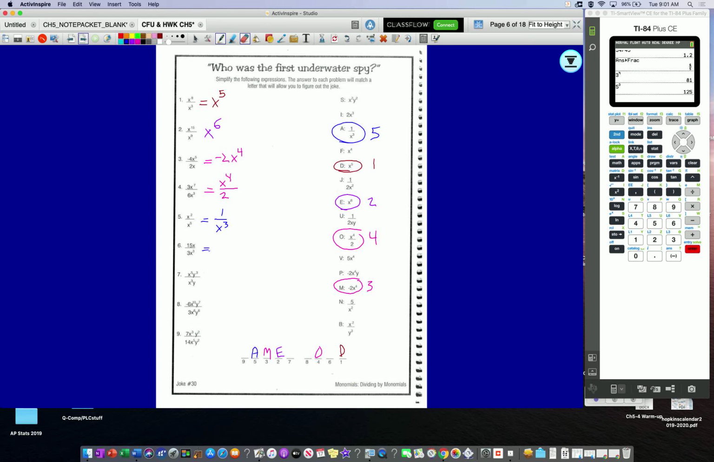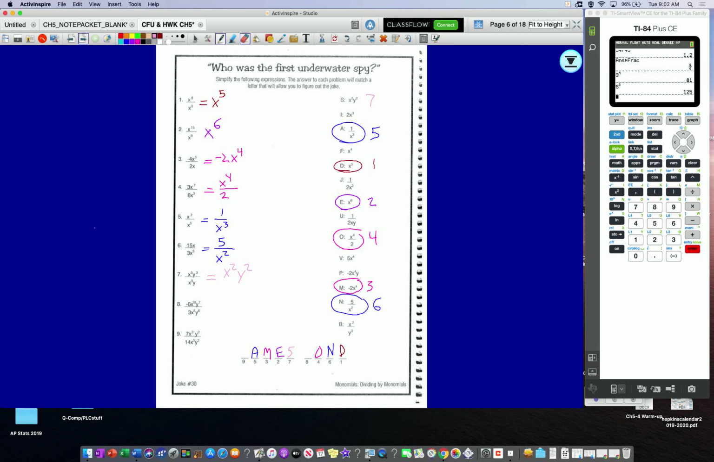15 divided by 3 is 5 in the top, but I have 1x in the top, 3 in the bottom. 3 minus 1 is 2, so x squared in the bottom. So that one was number 6. So we're getting close. Let's do the x's here. So let's see. 5 minus 3 is 2, so x squared in the top. 3 minus 1 is 2, y squared in the top. That one matches the very first one up there, 7, so S.